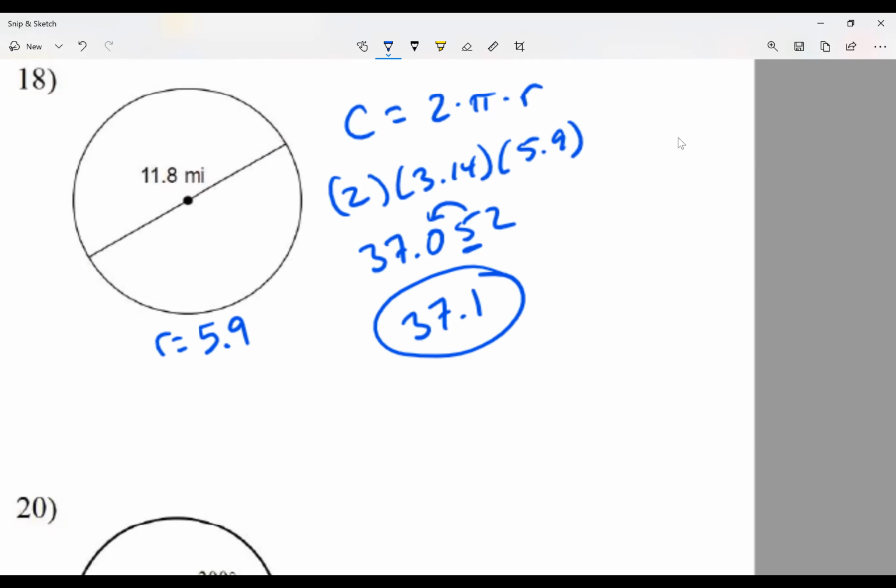Like I said, you might have the key that says pi on it. You might see it. Don't use it. Because instead of 37.1, you might get something different.